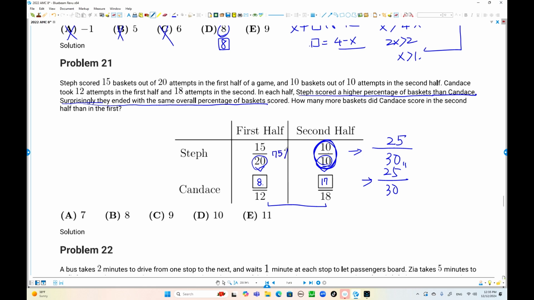We already know that, right? 8 over 12 is how much percent? 4/3, right? 66.7%, isn't it? But that's fine, right? This is greater than these numbers, okay? So, how many more? 17 minus 8 equals 9 is the answer, okay?